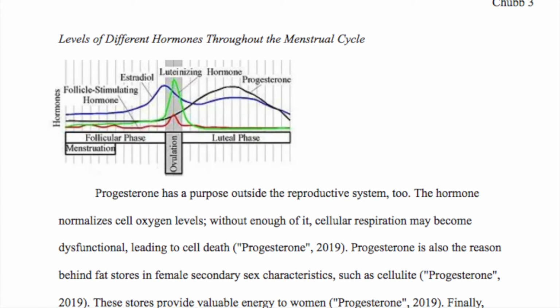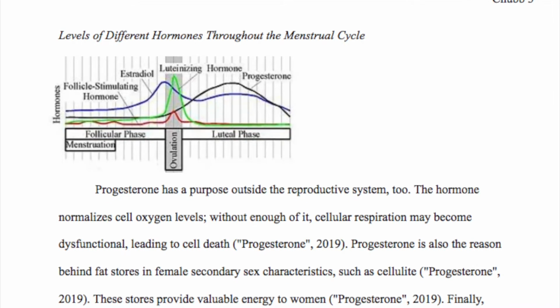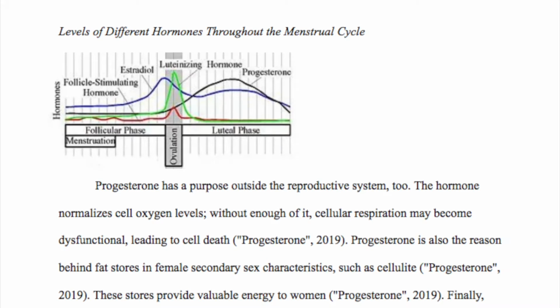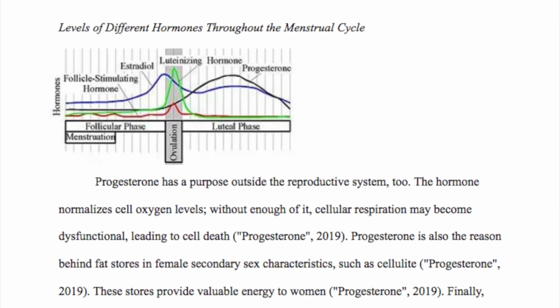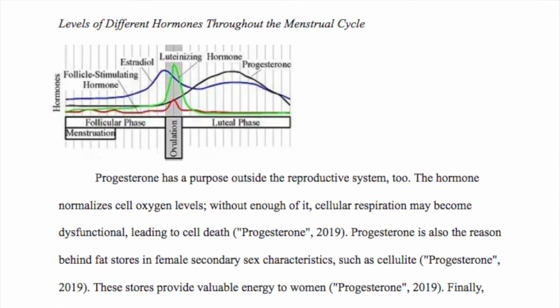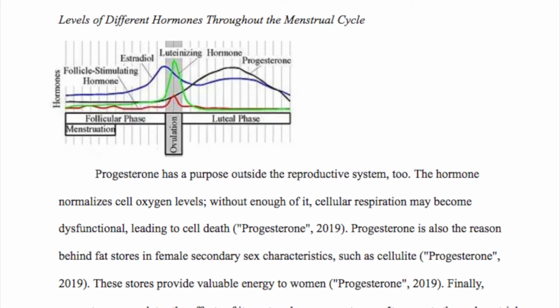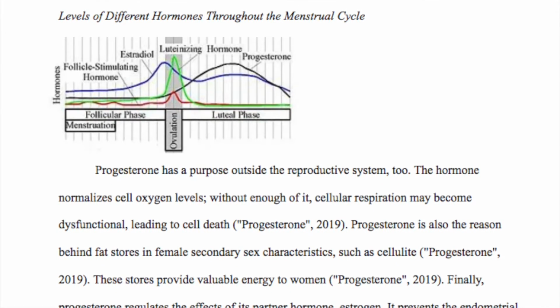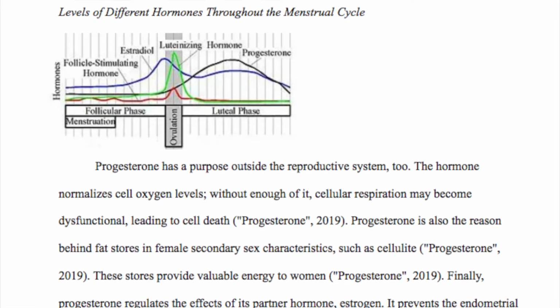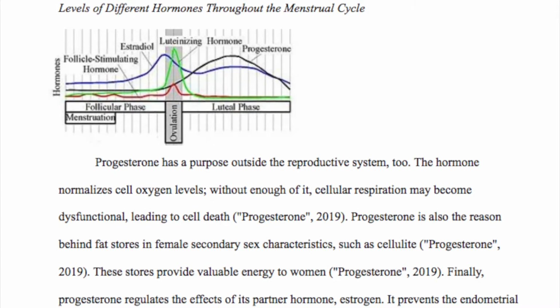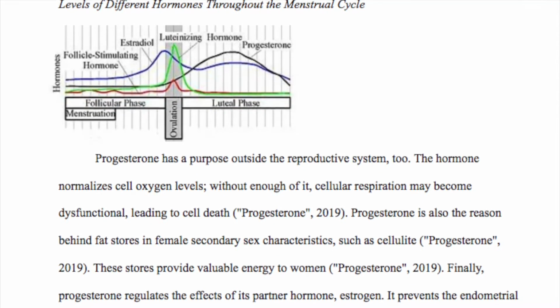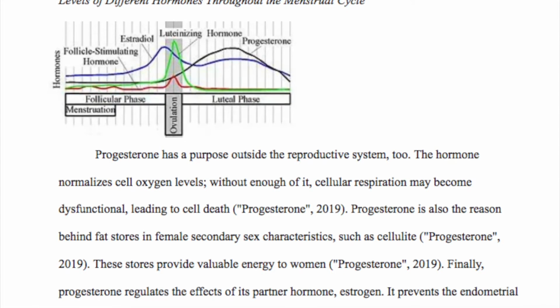Progesterone has a purpose outside the reproductive system, too. The hormone normalizes cell oxygen levels. Without enough of it, cellular respiration may become dysfunctional, leading to cell death. That's really interesting, and not a lot of people know this, which is a shame because it literally keeps your body alive.